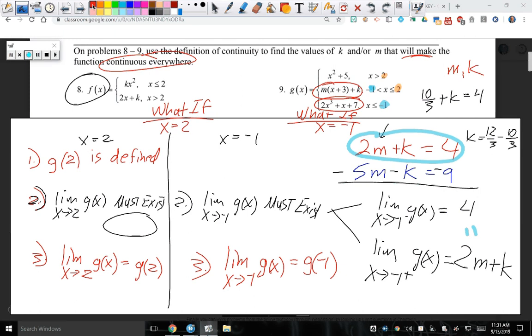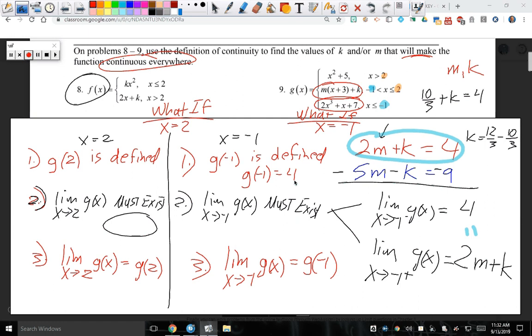Okay, let's go back up to 1. What's 1 on this one right here? G of negative 1 is defined. Looking at my original one, here's the equals. Here's where negative 1 exists. What is g of negative 1 on this one? 4.